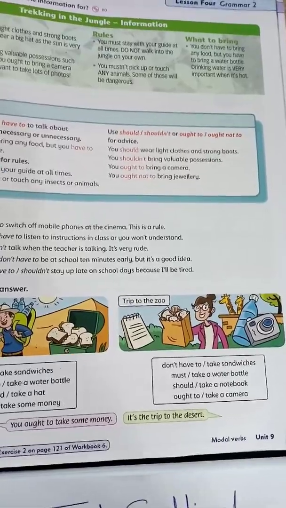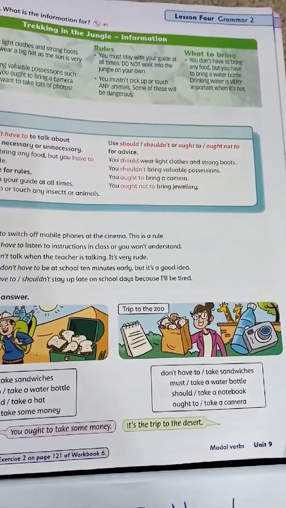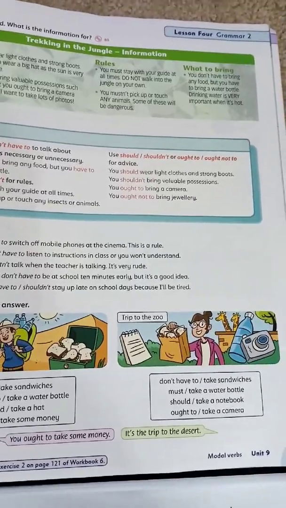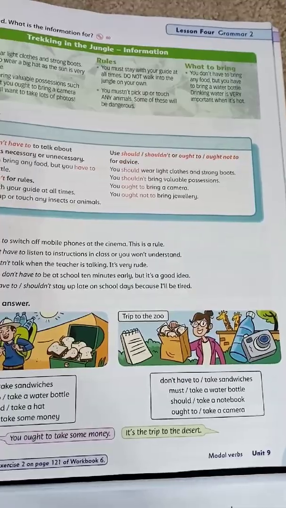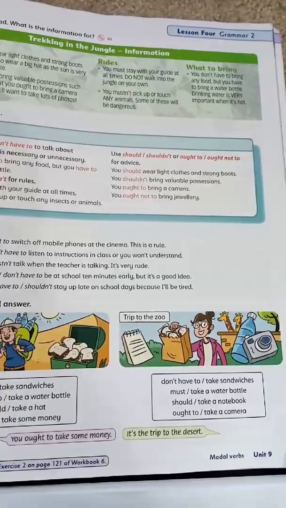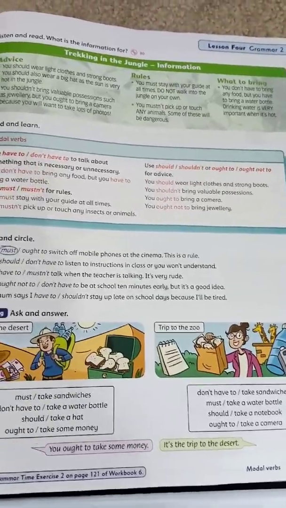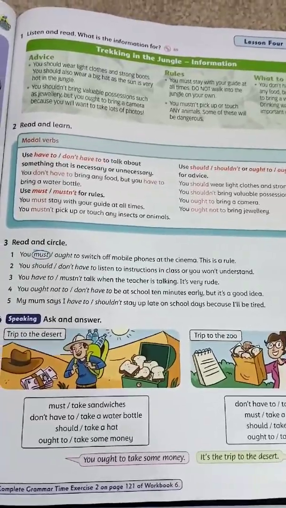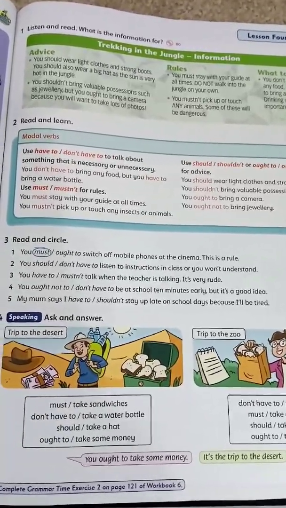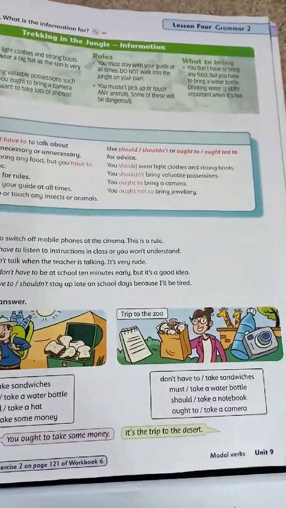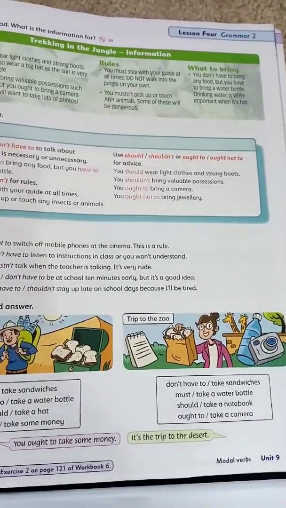Okay, the second one, you should not bring valuable possessions. You ought to bring a camera. You ought not to bring jewelry. Okay, we finished with these. The first one, have to, don't have to. They are necessary or unnecessary. Must, mustn't. We use them for rules. Should, shouldn't, or ought to, ought not to for advice.